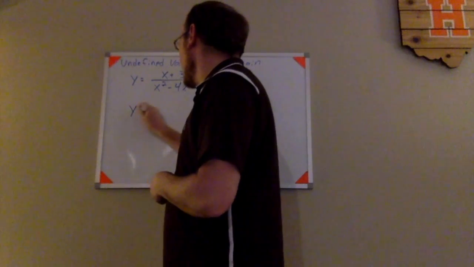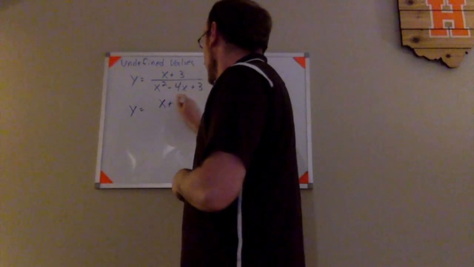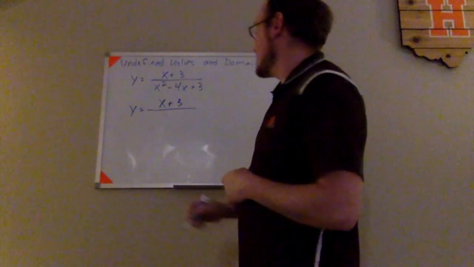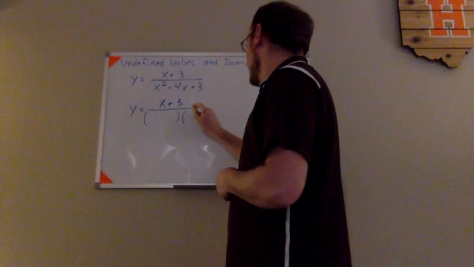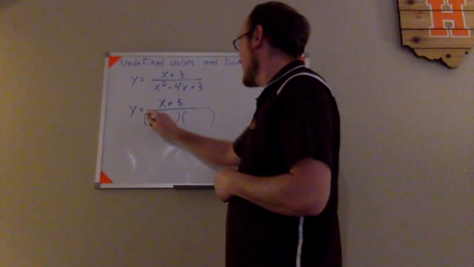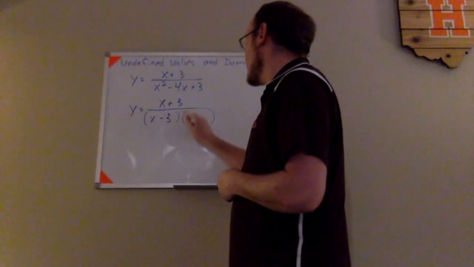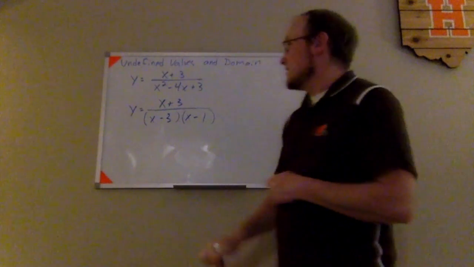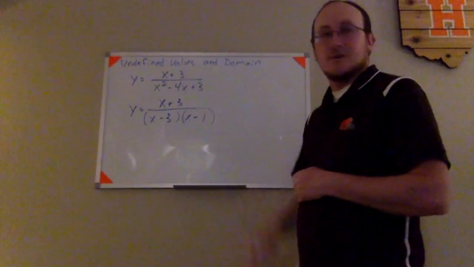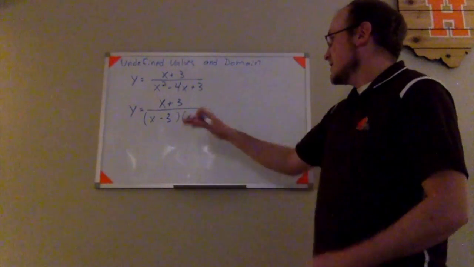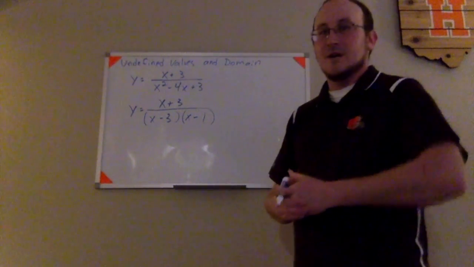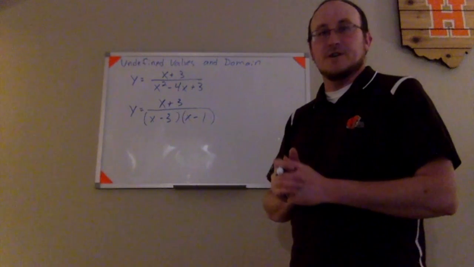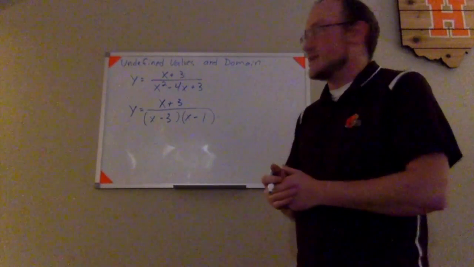We have y equals x plus 3 in the numerator, and then this trinomial in the denominator can factor as x minus 3 and x minus 1. I needed two numbers that multiplied to positive 3 that also added up to negative 4. So x minus 3 and x minus 1 is the factorization of that denominator. Feel free to review some of the other videos on factoring if you're struggling with that concept.